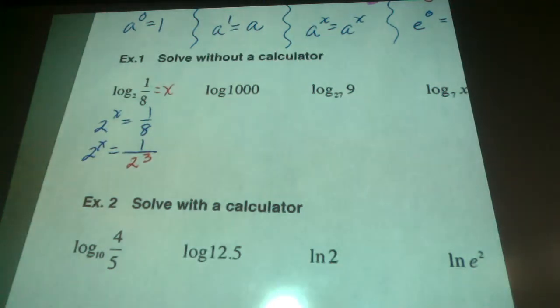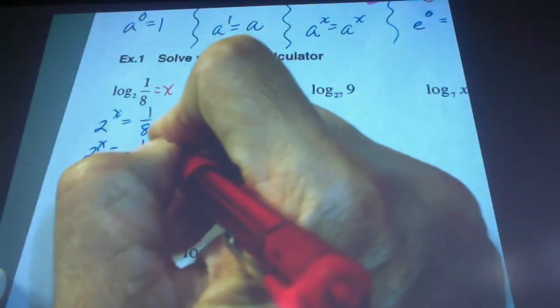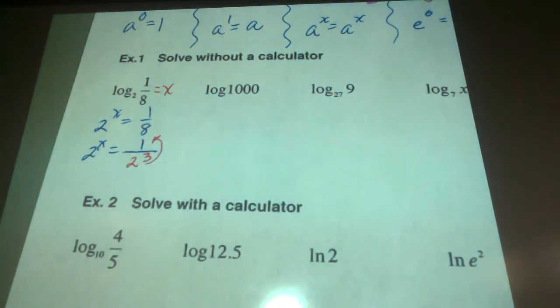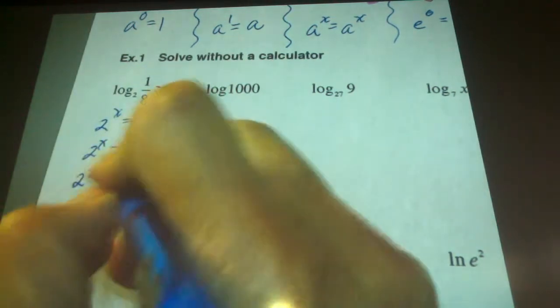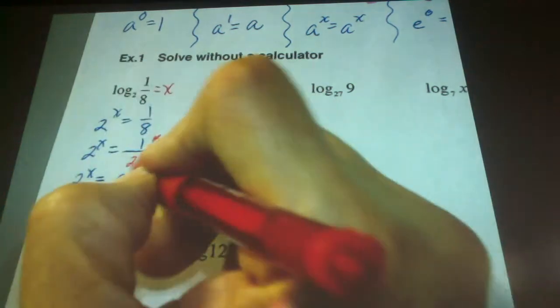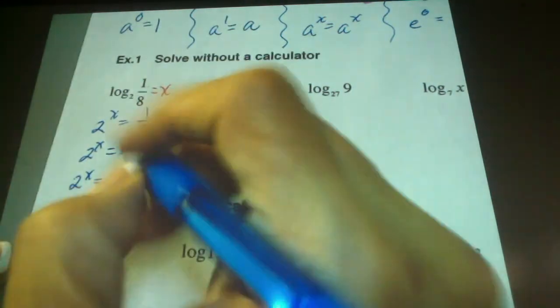Well, I don't have a power equals a power. I have a power equals a fraction. But can I take that 1 over 2 to the third and just get rid of the fraction? Very good. I can put this up into the numerator. When I move that up into the numerator, I have to change the sign of the exponent. And so it becomes 2 to the x equals 2 to the negative 3.